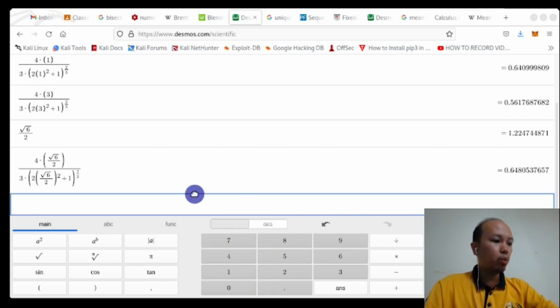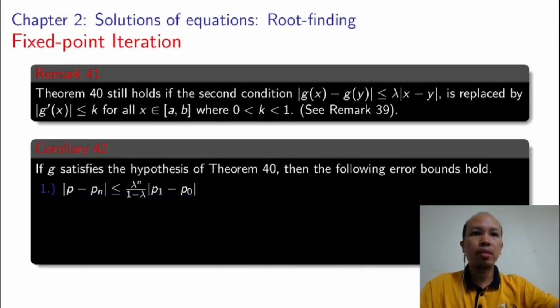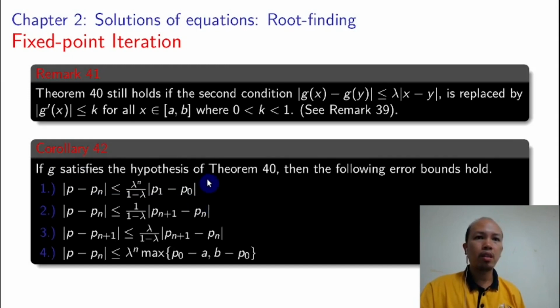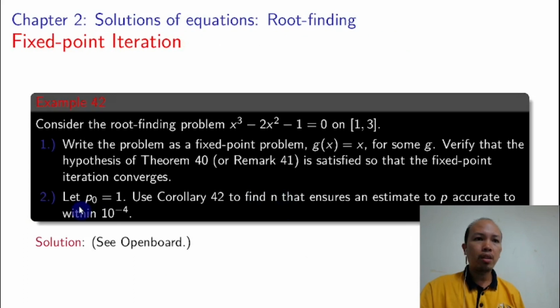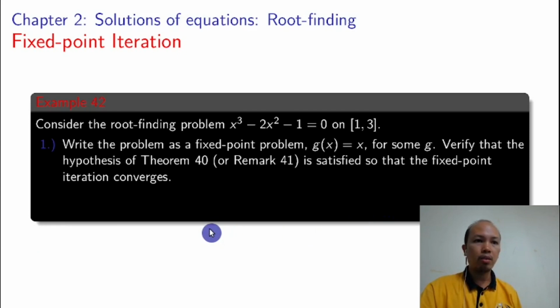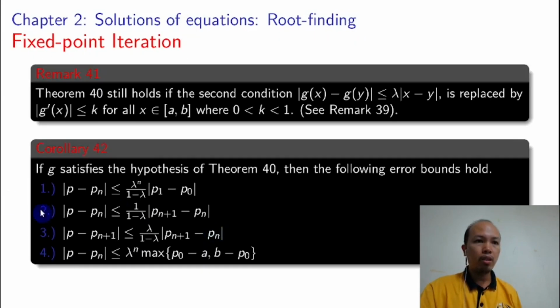Okay, to answer number 2, our k or our lambda is between 0 and 1. If we go to our number 2, let p sub 0 be equal to 1 and use corollary 42 to find n that ensures an estimate to p accurate to within 10 to the negative 4. So we will use one of these error bounds.